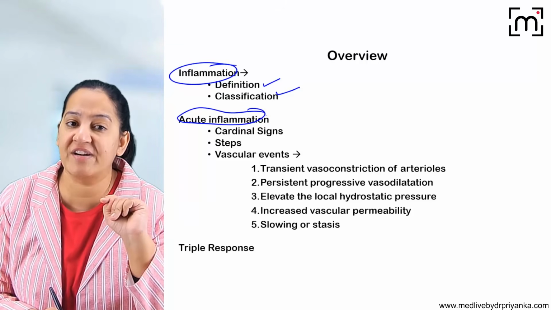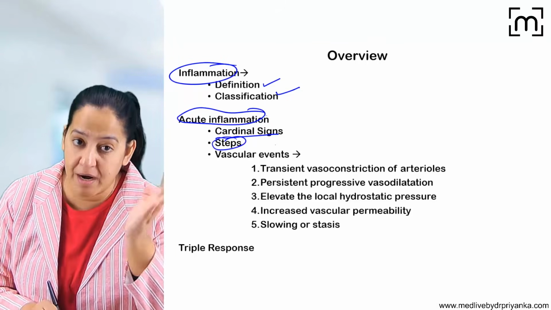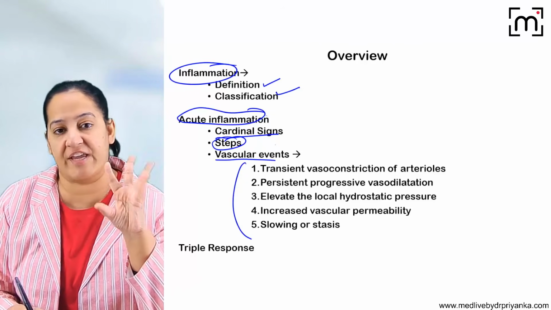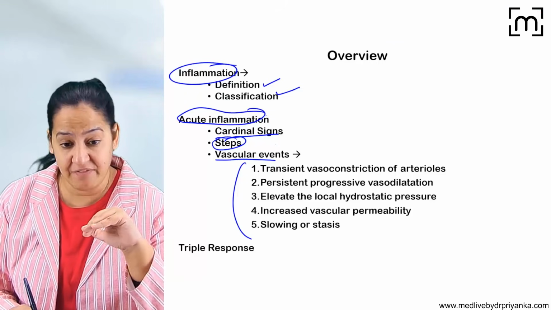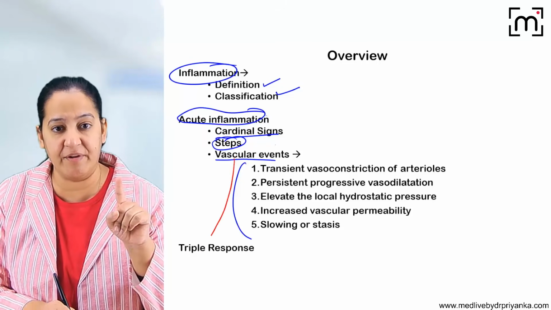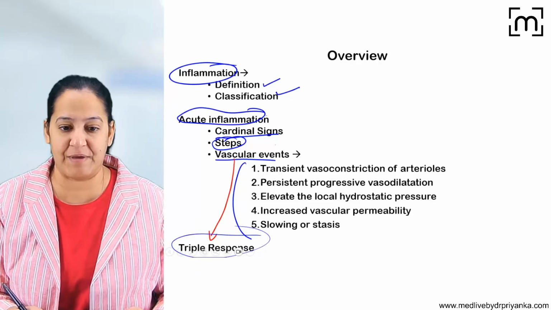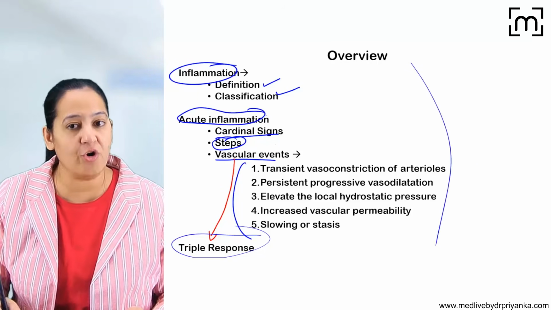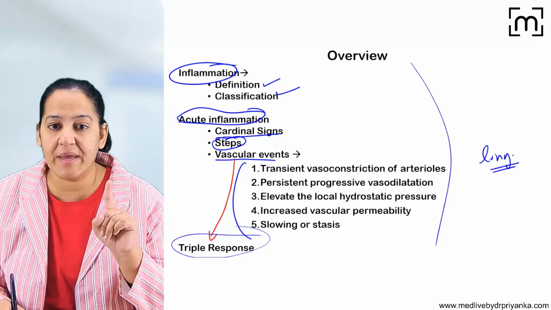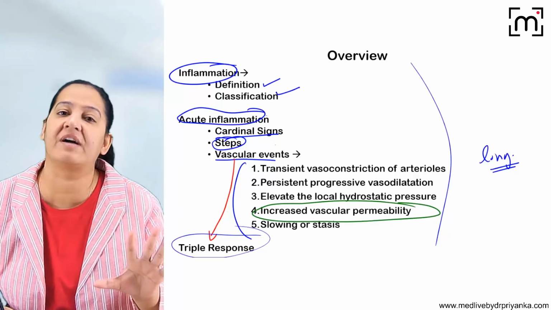Then in acute inflammation, first I will tell you the cardinal signs, then I will tell you all the steps of acute inflammation. Among all the steps, in this session we are going to discuss the 5 vascular events of acute inflammation one by one. In the end, we will prove them with the help of an experiment, the Lewis triple response experiment. We will see that also. It's a long question usually asked in your university exams of second prof, or sometimes you can get a short question on increased vascular permeability, which is one of the important vascular events.